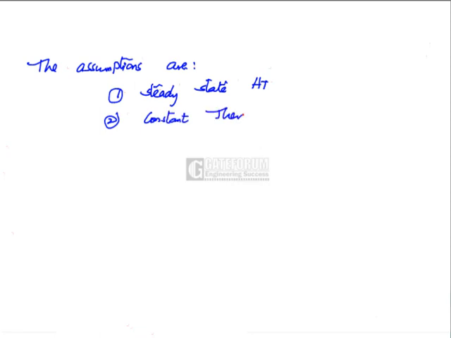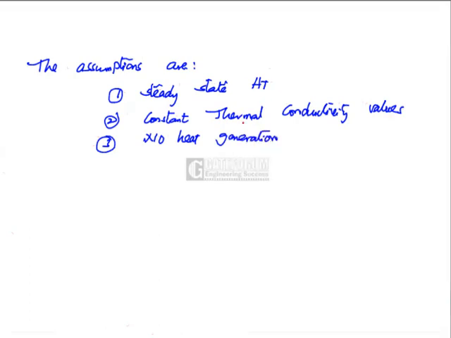In this case, the assumptions are: number 1, steady state heat transfer; number 2, constant thermal conductivity values; number 3, no heat generation; and number 4, one-dimensional heat transfer.